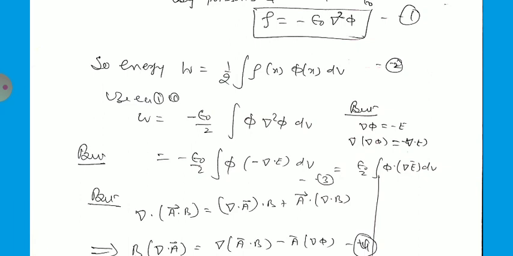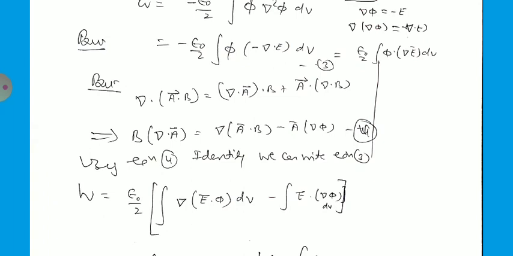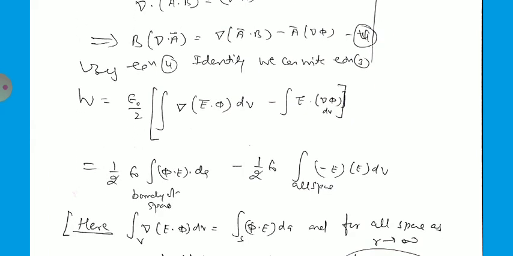Now there is an identity we can use: the del of A vector times B, where B is a scalar quantity, equals A vector del dot B plus B del dot A. So B del dot A equals del of A B minus A vector dot del B. Using this identity we can write W equal to 1 by 2 epsilon naught integration over the volume of del dot (E vector phi) dV minus E vector dot del phi.